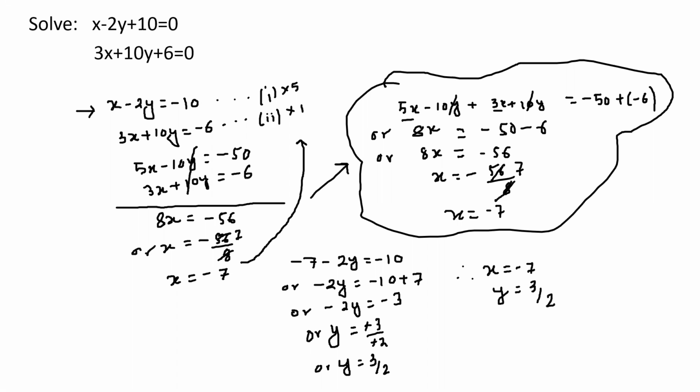So this is the elimination method, where we simply eliminate the variable y and then we solve the equation. You can even eliminate the x if you want. You can try this later.